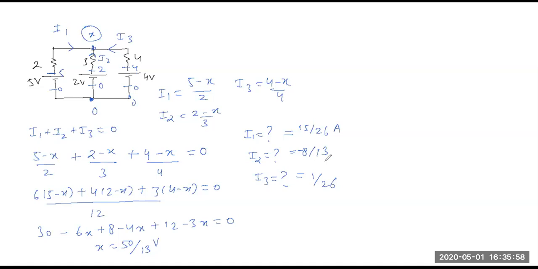Now we'll solve the same problem. We'll take up the same question and we'll now try to solve it using KVL, right? Understood this one or any doubt on this? So this was using KCL, right? Now we'll try to do it using KVL. Okay. So now we'll take up the same problem and try to do it using KVL.